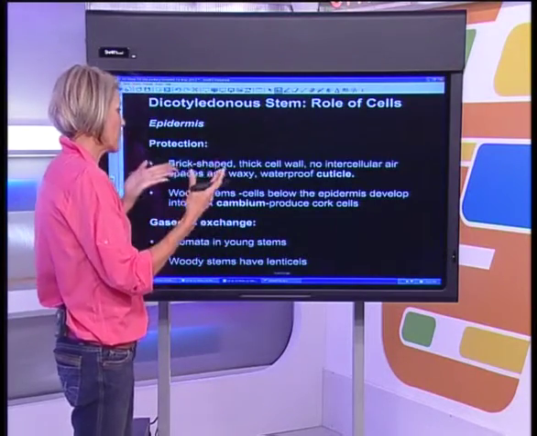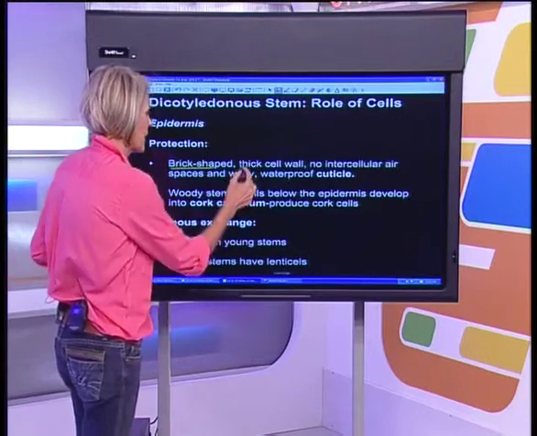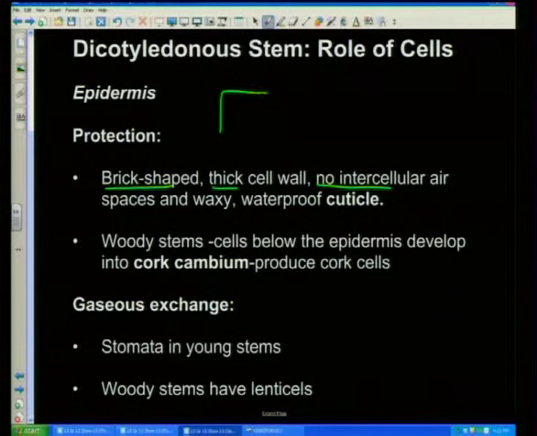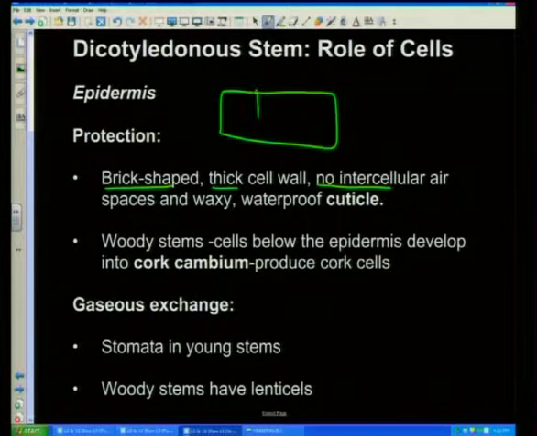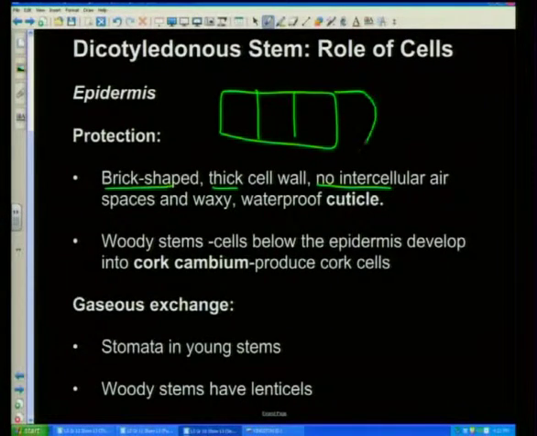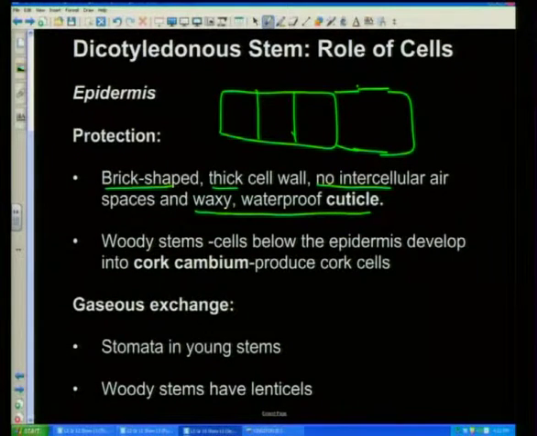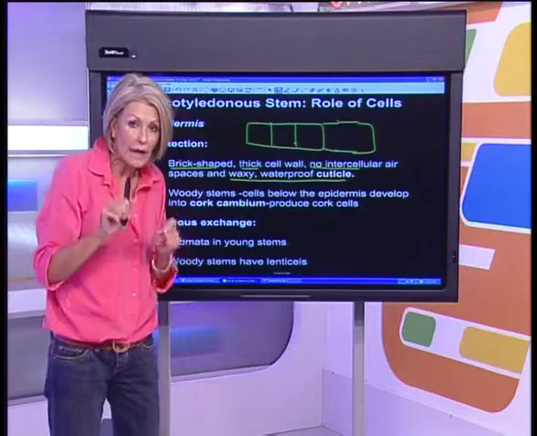But use your brain. They're brick-shaped, they have thick cell walls, they have no intercellular air spaces because remember, your epidermal cells look like that. They're just sort of like these square little cells. There we go. They're solid little cells. They have a waxy, waterproof cuticle if they are young.